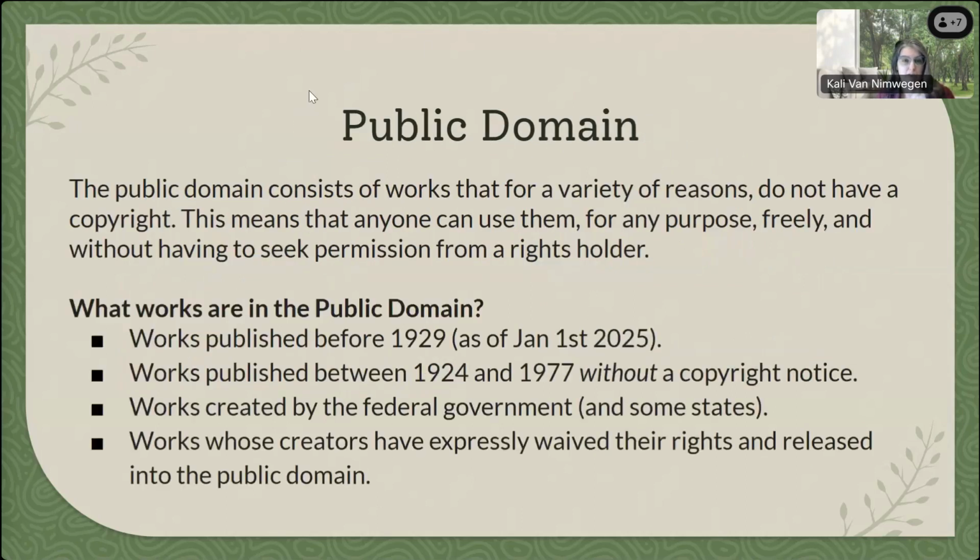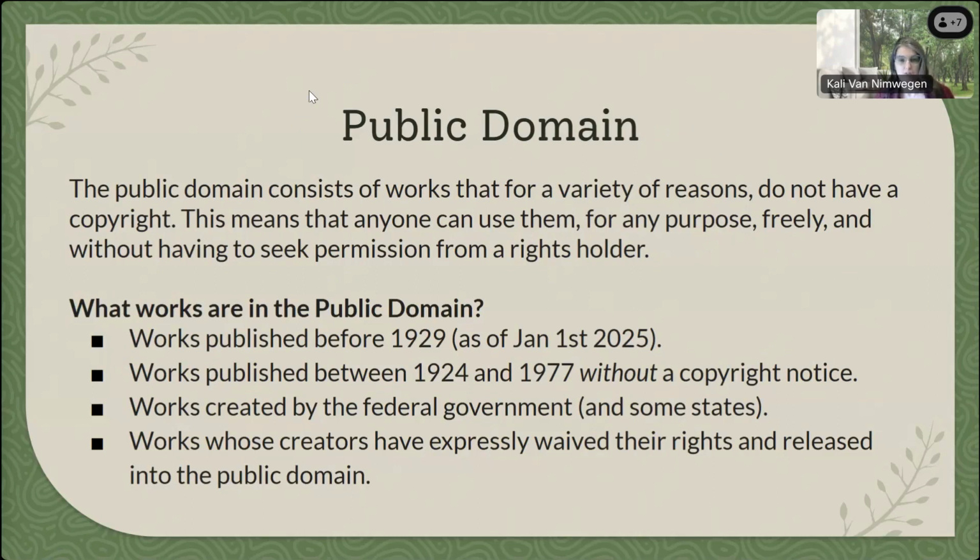And then finally, the public domain. So the public domain, which I love, consists of works that for a variety of reasons do not have a copyright. So anyone can use them for any purpose. You do not have to seek permission of a rights holder. You do not have to attribute them. You can change them however you want. It's where a lot of really creative things happen due to the fact that we have the public domain.